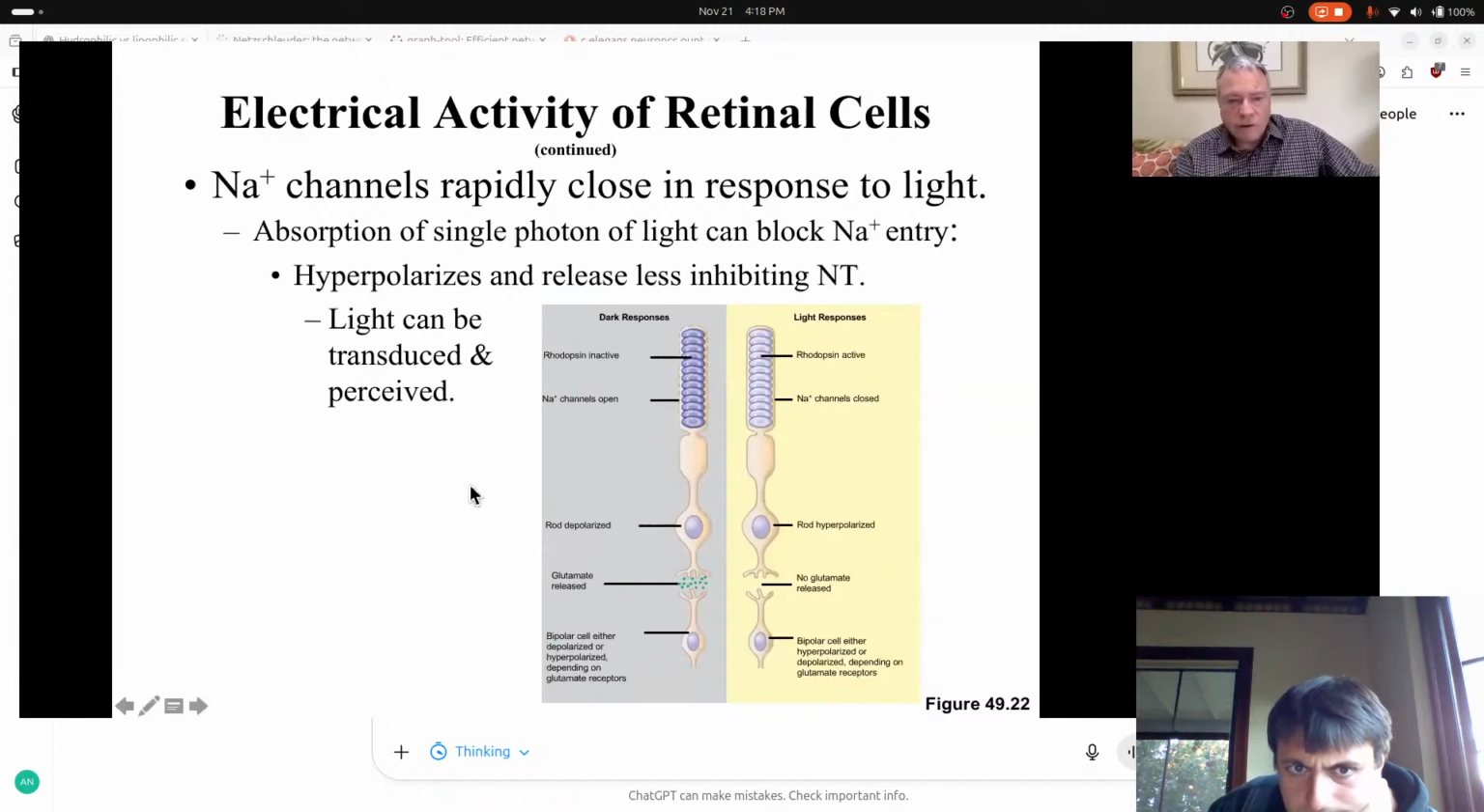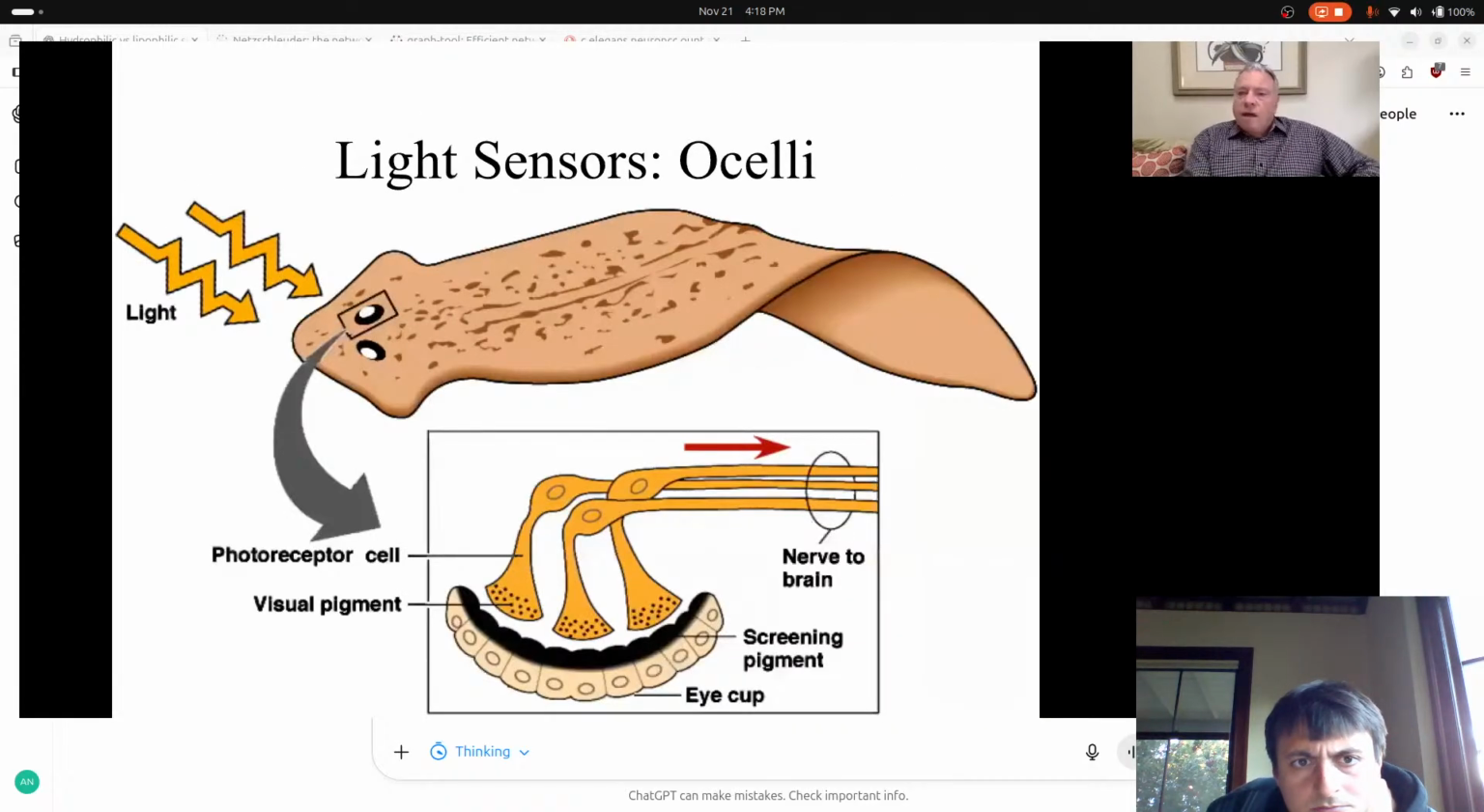So that's what we mean by the dark current. So we're inhibiting the inhibitor in the presence of light. Okay, so that was our transduction mechanism of how do we actually get a nerve impulse in response to light. And so light is actually blocking a nerve impulse of an inhibitor, therefore allowing another cell to release its neurotransmitter.